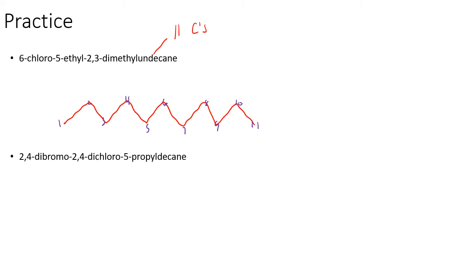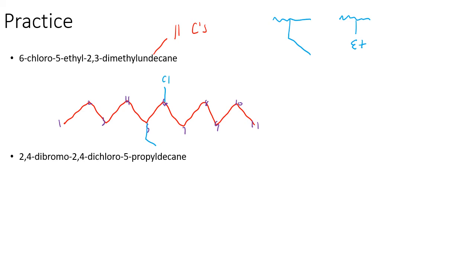Now at position number 6, we're going to have a chloro group. So we'll add our chloro substituent there. At 5, we have an ethyl. And so you can draw that as 2 carbons coming off of there. Also, if that's our parent chain and that's an ethyl group coming off, you'll also see it abbreviated like this. Some people will just write ET as an abbreviation for ethyl.